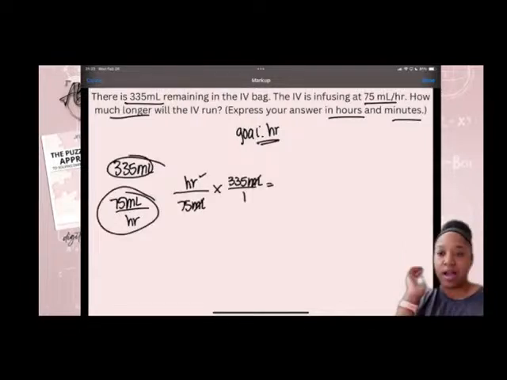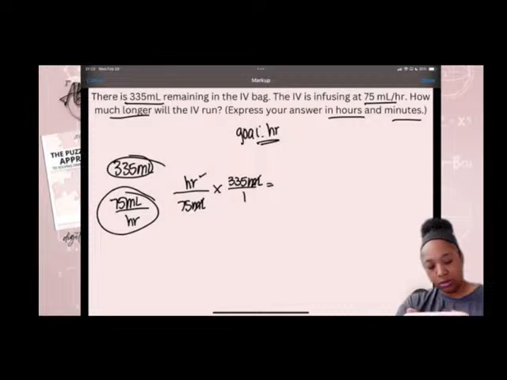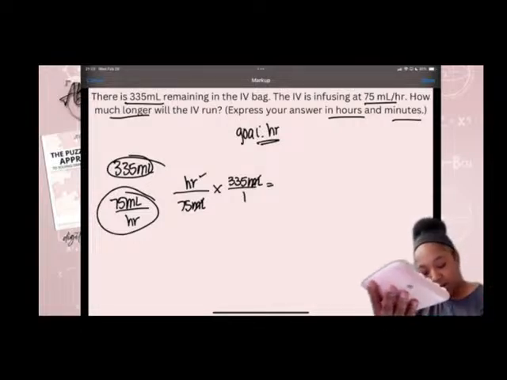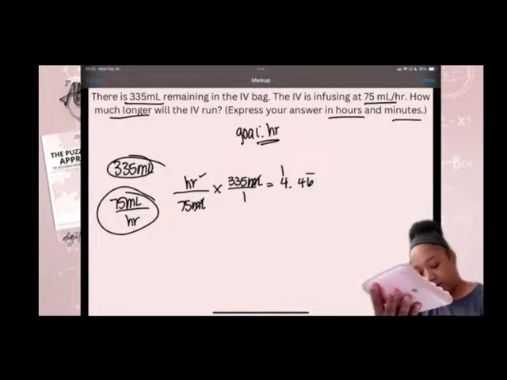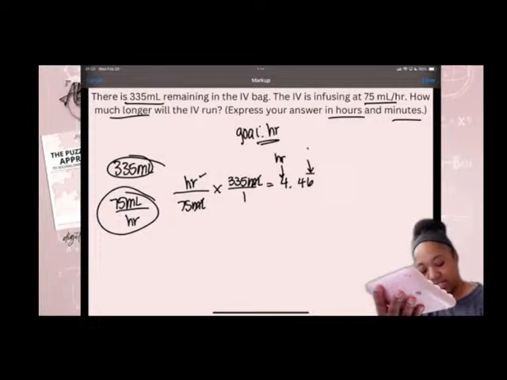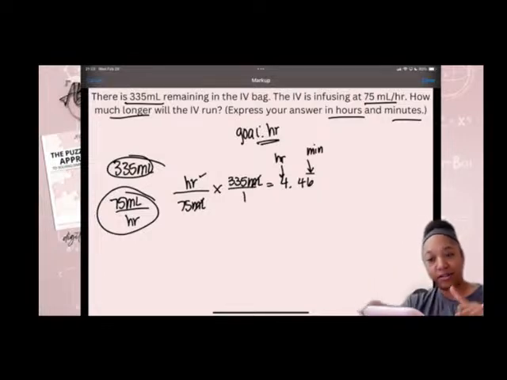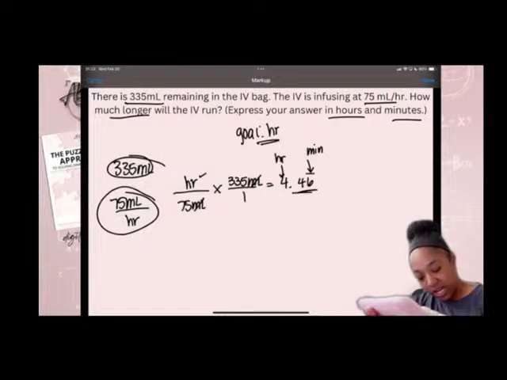You're left with your hours. 335 divided by 75 is going to be 4.46 repeating, right? Remember, this part is the hour part. This part is the minute. It's not 4 hours and 46 minutes, okay? So we need to know exactly how many minutes this is.